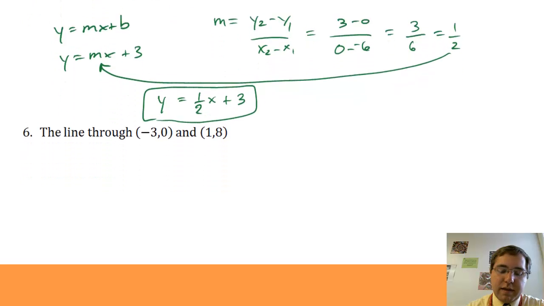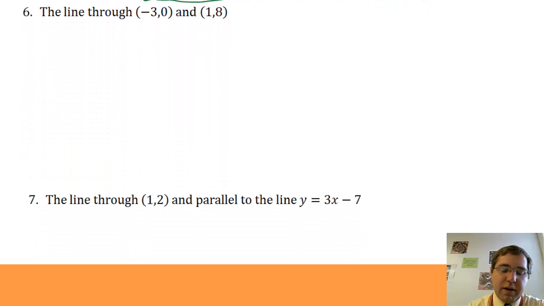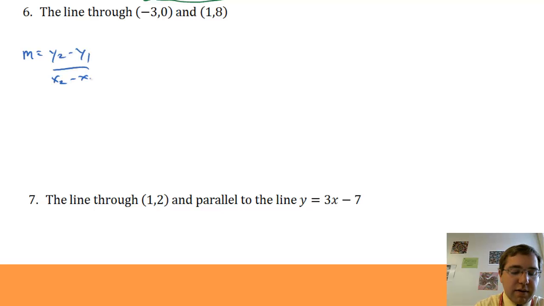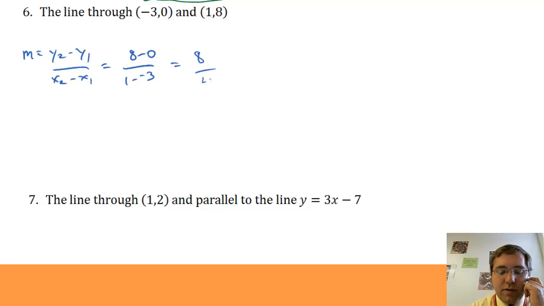Now what if instead of the intercepts I'm just given any 2 points? Well, I can find the slope the way I just did. y2 minus y1 over x2 minus x1. So that's 8 minus 0 over 1 minus negative 3. 8 minus 0 is 8. 1 minus negative 3 is 1 plus 3, which is 4. And 8 over 4 is 2, so the slope is 2.